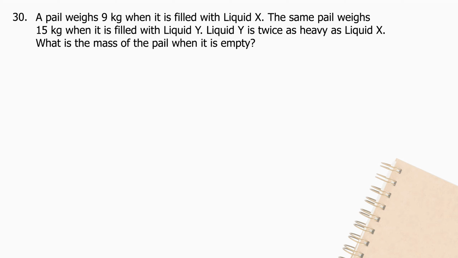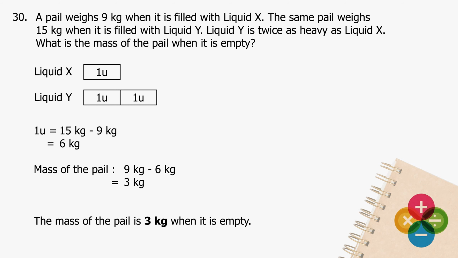Question 30. A pail weighs 9 kg when it is filled with liquid X. The same pail weighs 15 kg when it is filled with liquid Y. Liquid Y is twice as heavy as liquid X. What is the mass of the pail when it is empty? One unit will be subtract 9 kg from 15 kg, and the difference is 6 kg. The mass of the pail will be subtract 6 kg from 9 kg, and the difference is 3 kg. The mass of the pail is 3 kg when it is empty.